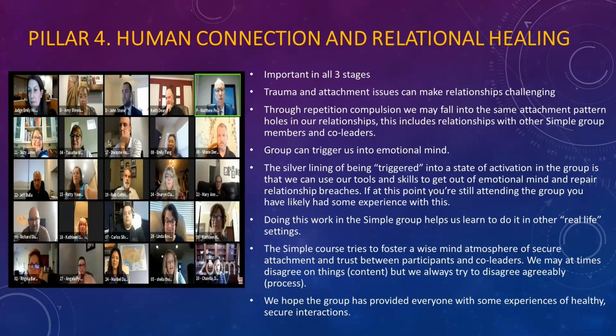Trauma and attachment issues can make relationships challenging. Through repetition compulsion, we may fall into the same attachment pattern holes in our relationships. This includes relationships with other SIMPLE group members and co-leaders. Groups can trigger us into emotional mind. The silver lining of being triggered into a state of activation in the group is that we can use our tools and skills to get out of emotional mind and repair relationship breaches.